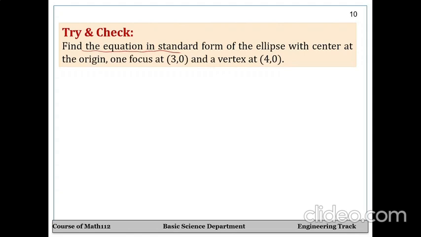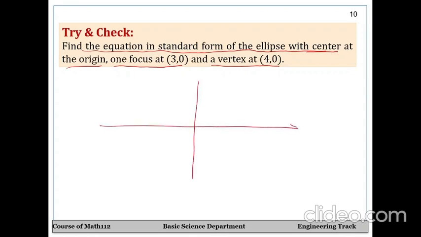It says find the equation in standard form of the ellipse with center at the origin and one focus at 3, 0 and the vertex at 4, 0. The best way to understand this question is just to locate the points in the Cartesian coordinate system, plot the points, and plot the ellipse. You will get some idea.